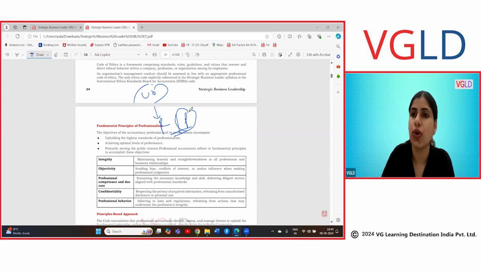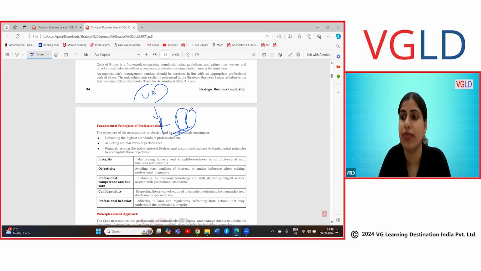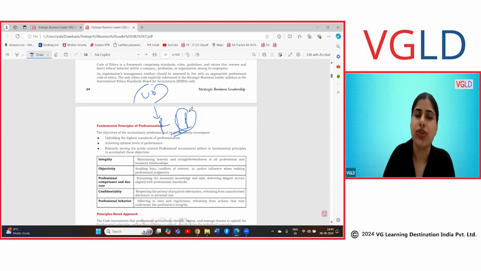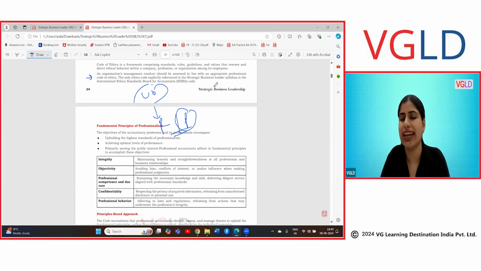So in our code of ethics, we are following the framework-based approach. That means guidelines. We are following the standards and the rules to check whether we are ethical or not. An organization's management conduct should be assessed in line with the appropriate professional code of ethics. Only the ethics code is explicitly referred to in the SBL. So we are just covering the ethical codes. Nothing else is covered from the auditing-related area.